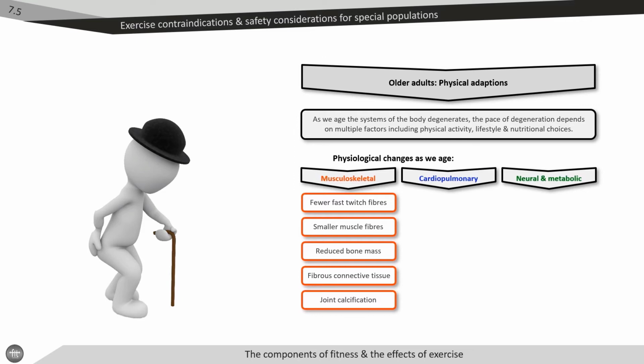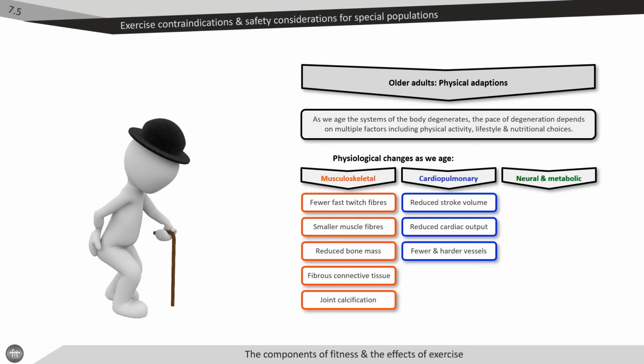The cardiovascular and respiratory systems, known as the cardiopulmonary system, both change due to aging, where the maximum heart rate is reduced and the heart muscle itself becomes less elastic. This reduces both stroke volume and cardiac output, making higher intensity activity more difficult to achieve and sustain. Blood vessels are lost and become less elastic due to atherosclerosis. This reduces the potential for gaseous exchange.